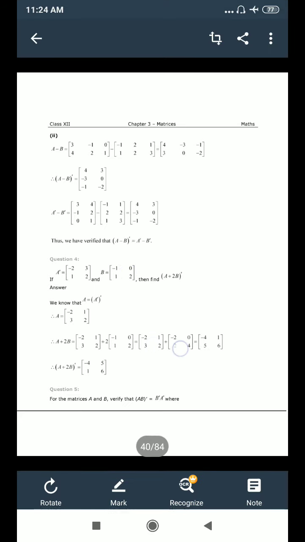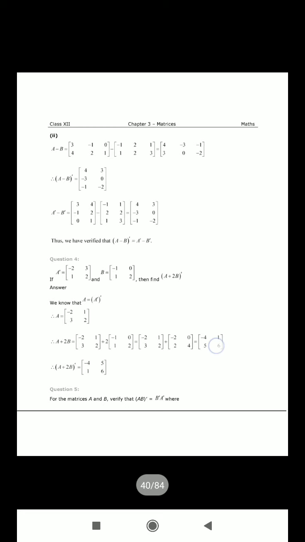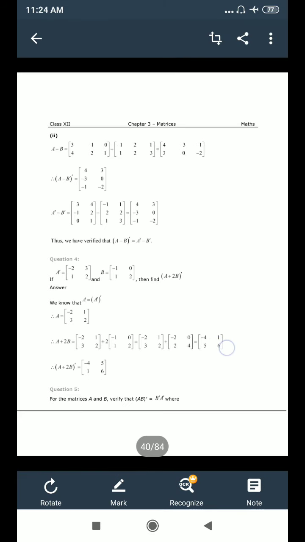So now you get A plus 2B. It is minus 4, 1, 5, 6. You want to get (A plus 2B) transpose. So take the transpose of this, which means convert the first row into the first column and the second row into the second column.